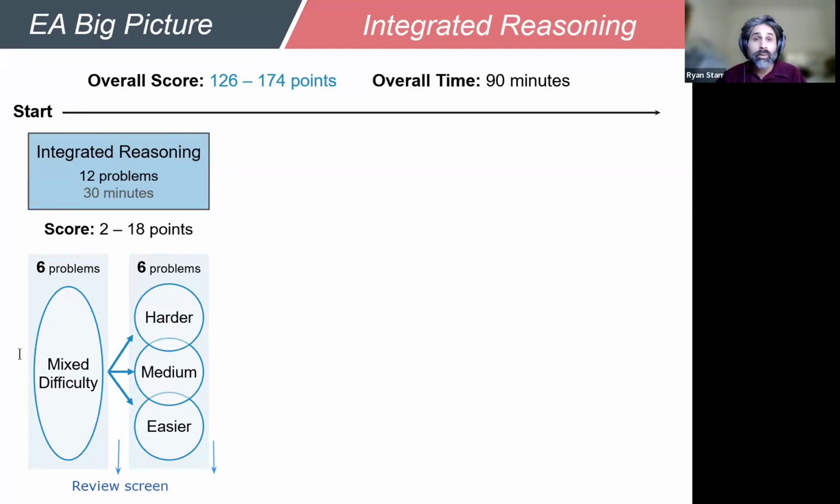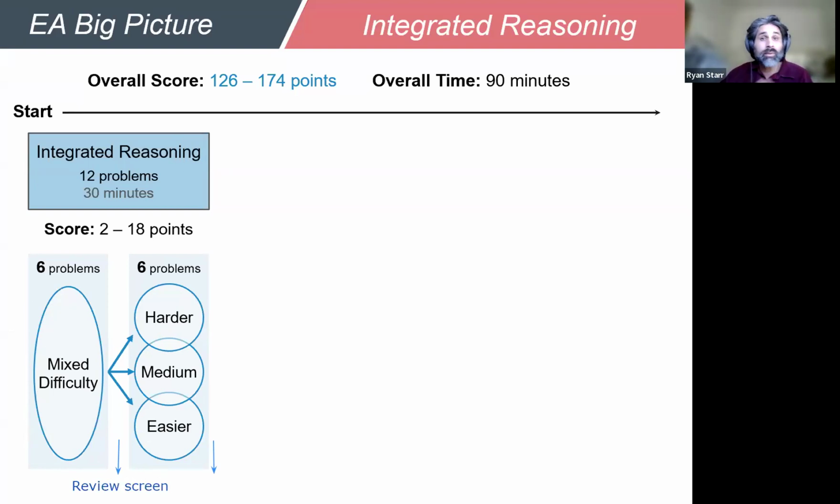and you'll see on the review screen the questions that you've marked, and you can jump straight to them from that review screen. But that review screen is also where you're going to finalize those first 6 problems so that they can decide, okay, did this person in the end get them right or wrong? And what difficulty level should this person be given for the second half of the IR section?